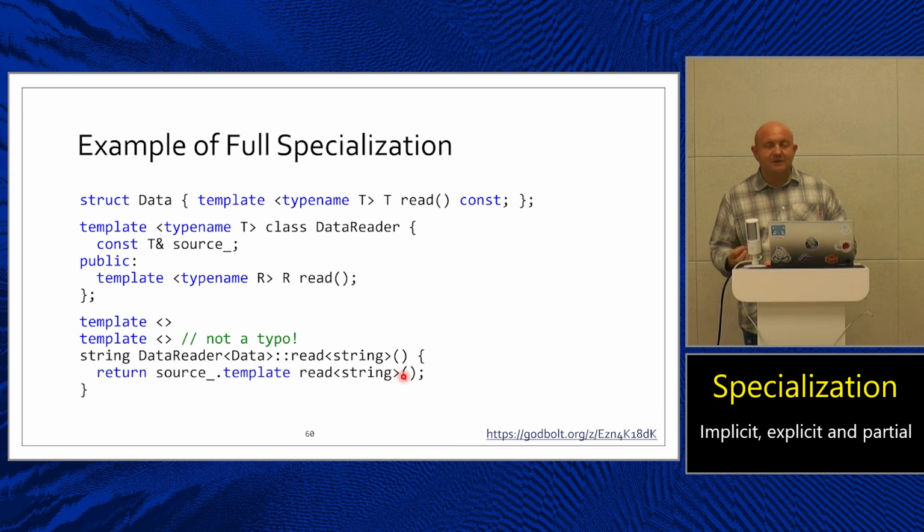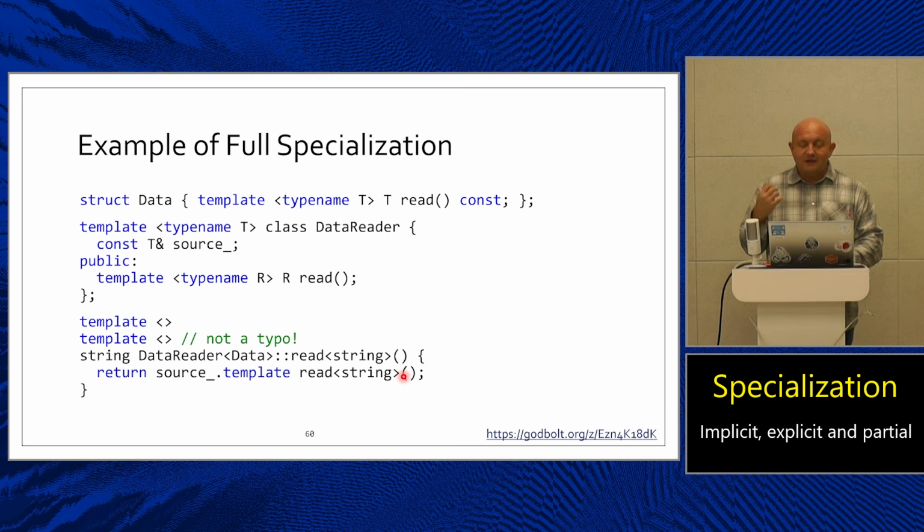The class template parameter T is fixed as Data. The member function template parameter R is fixed as string. And this creates a fully concrete non-template function. Now, this is a very specific solution, but it's the only way to explicitly specialize a member function template from outside the class.